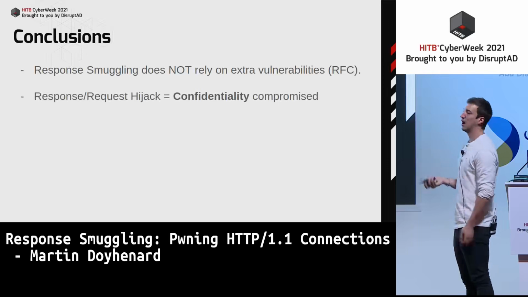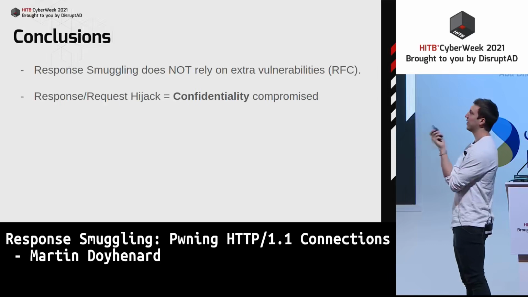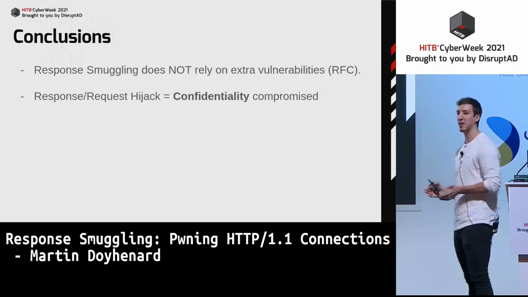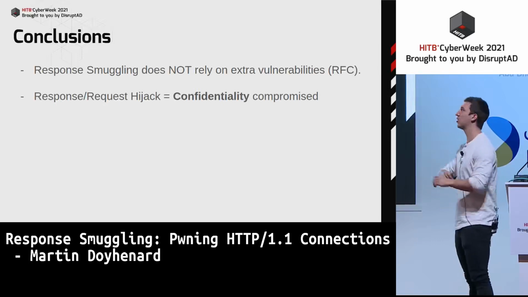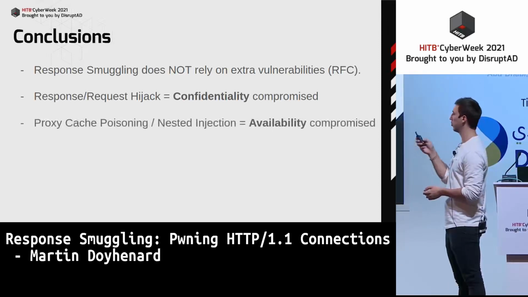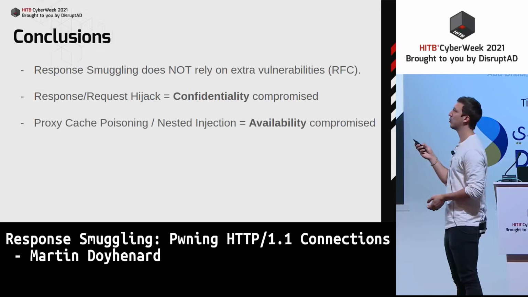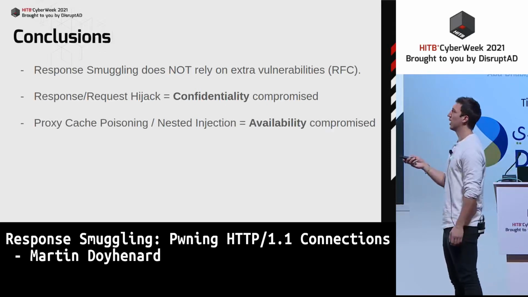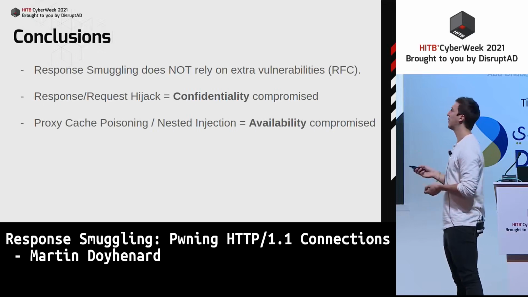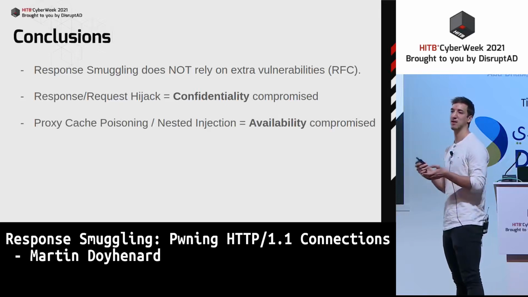Also, I will analyze how the scoring should be for this kind of vulnerability, and I will be able to perform response smuggling anytime I have an HTTP desynchronization vulnerability. So I don't need, as I said, any extra preconditions. And using response and request smuggling, I am able to hijack messages, so the confidentiality is completely compromised. I'm also able to poison the web cache or to inject nested responses that are invalid. So I'm able to compromise the availability by setting, for example, responses that say 404.